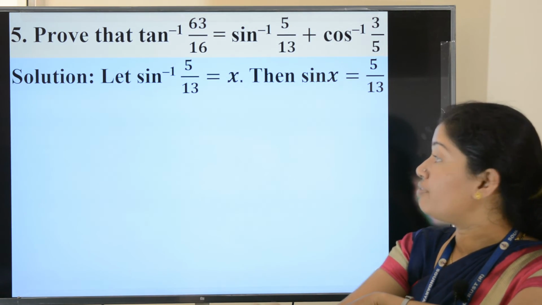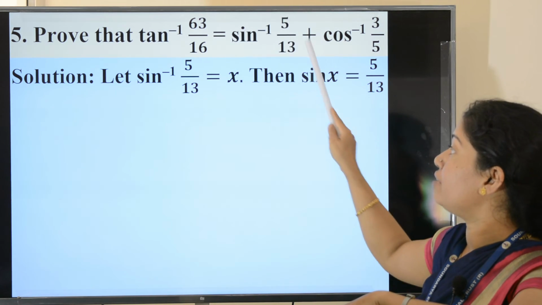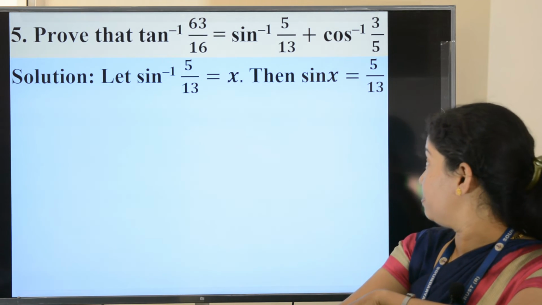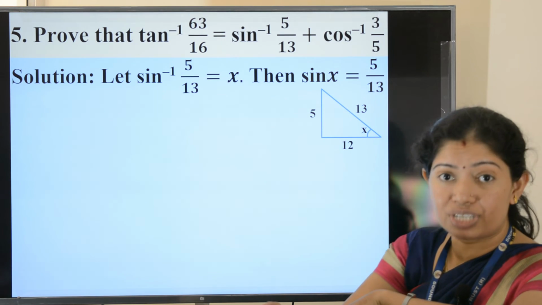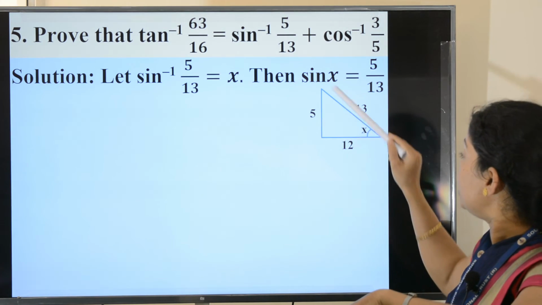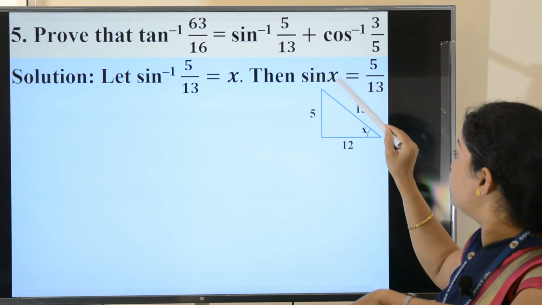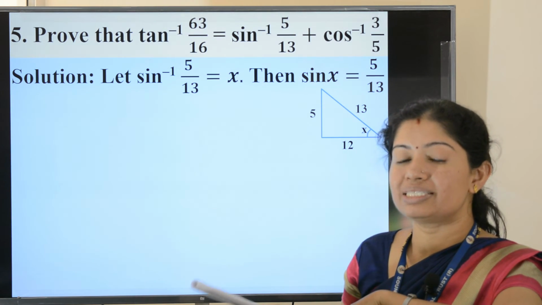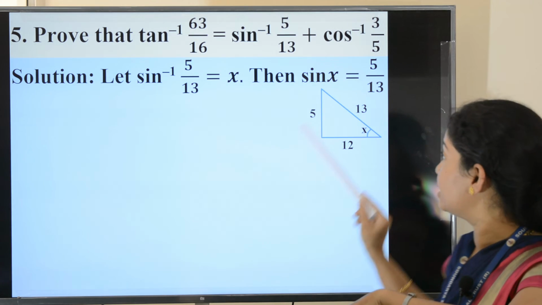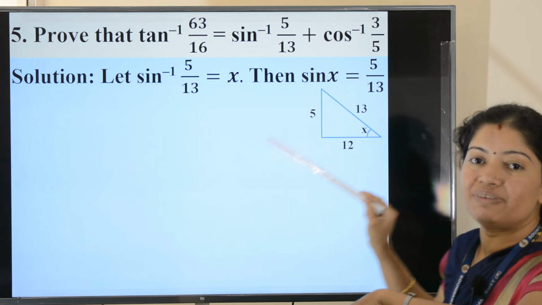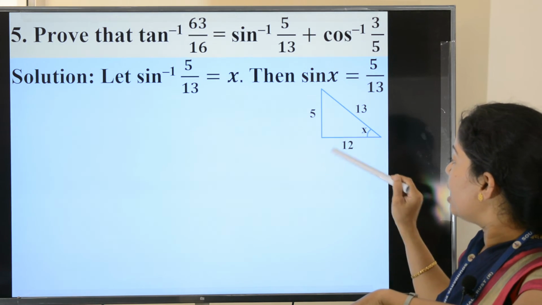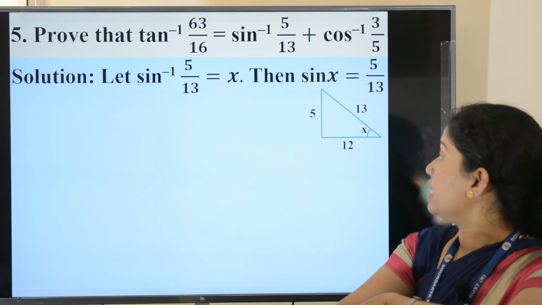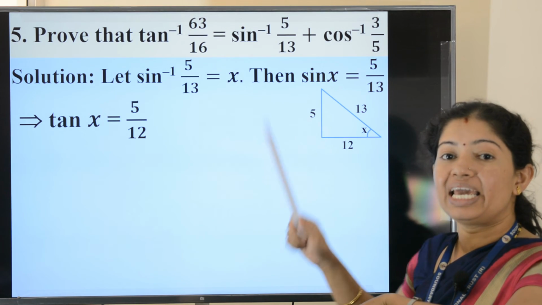So let us take the first term of our right hand side, that is sin inverse of 5 by 13, as x. Then sin x will become 5 by 13. Next you take a right angle triangle and you can find the sides of this triangle by this trigonometric function. Sin x is equal to 5 by 13. Sin x, how is it defined? It is opposite by hypotenuse. So the opposite side will be 5, the hypotenuse will be 13, and you can find the adjacent side by using Pythagoras theorem. It will be 12.